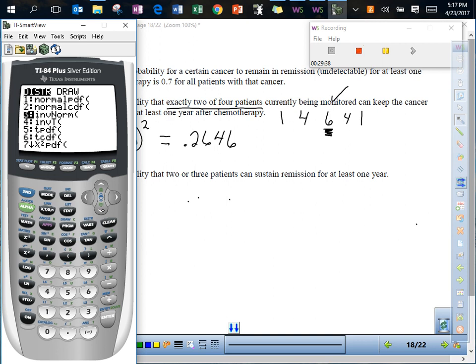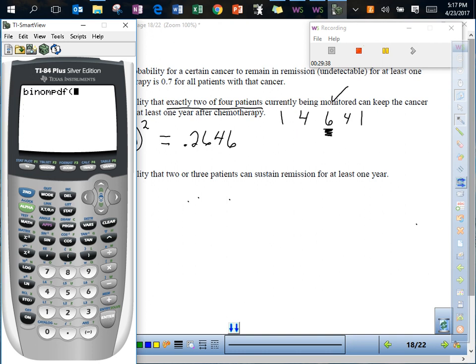On my calculator, it's a 0. I've seen it on some calculators. On this calculator, it's an A. On my other calculator, it's a 0. But you want the one that says binomialpdf. On this calculator, it's an A. So hit enter on that.